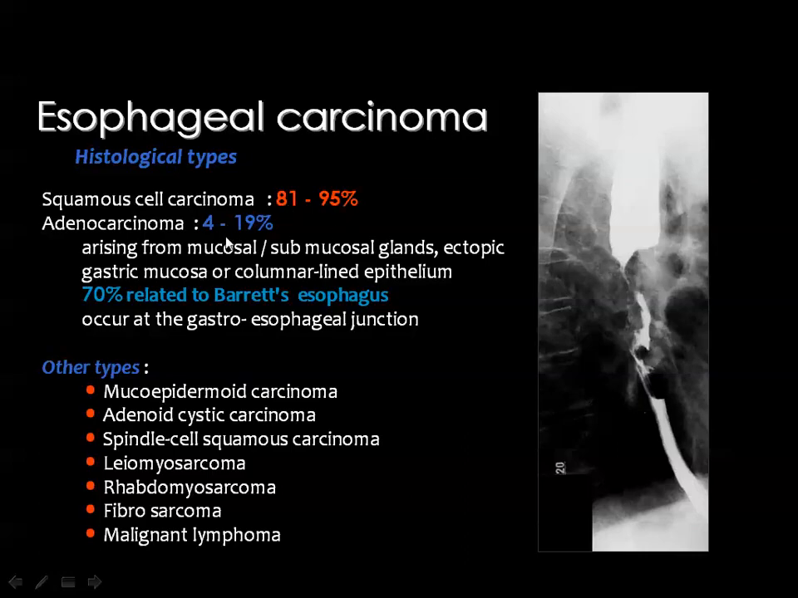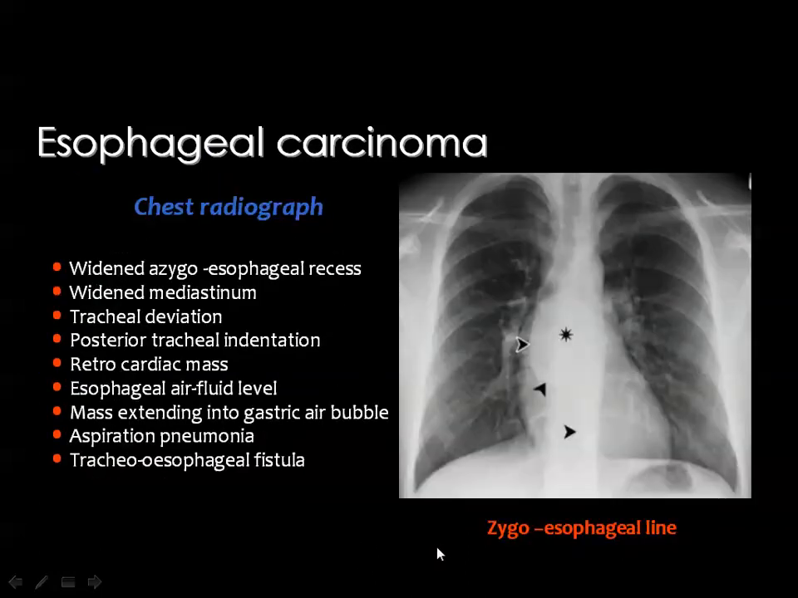Adenocarcinoma is in the range of 4 to 19%, and usually arises on top of the Barrett esophagus and occurs lower down in the esophagus, as reflux esophagitis is one of the predisposing factors. Of course, there are many types of esophageal malignancies, and the two most common types are the squamous cell carcinoma and adenocarcinoma.